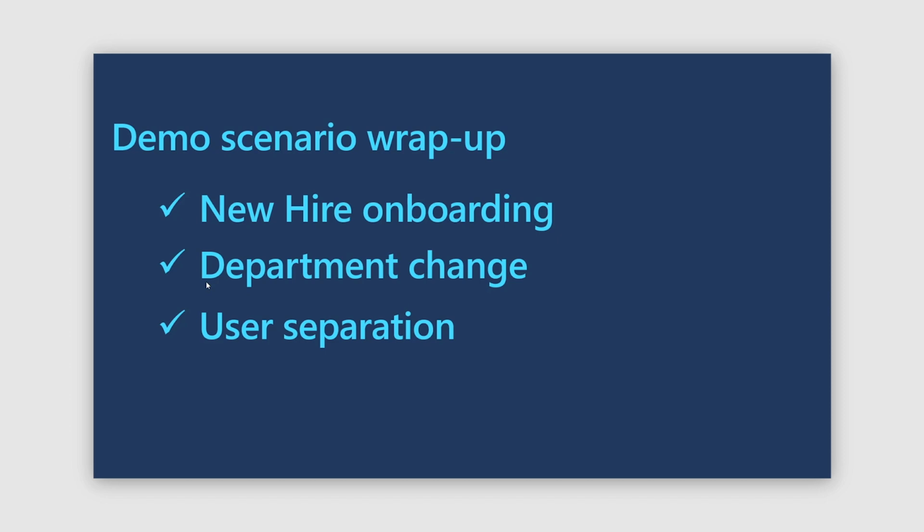Here's a quick wrap up of the demo scenarios we went through. We first went through the new hire onboarding flow, how it can be automated. We then had a look at how department changes can flow all the way from SuccessFactors, and you can use it to update the attributes in on-prem Active Directory. And finally, with user separation, we saw how automatic deactivation of accounts can take place based on SuccessFactors termination events. With that, I will hand it over to Jason for the next part of this presentation.